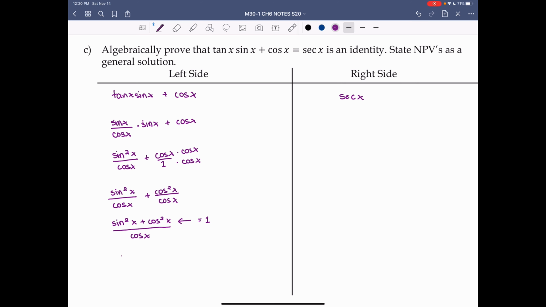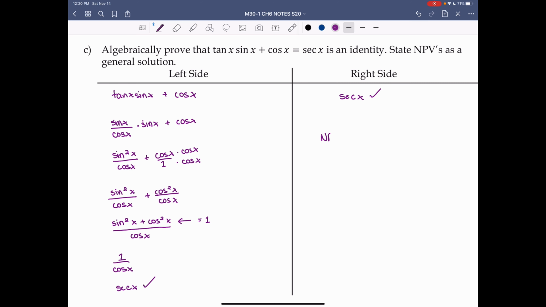Then we have 1 over cos x, and 1 over cos x is the reciprocal of cos x, and the reciprocal of cos x is also called secant x. So we get that the left side is equal to the right side.